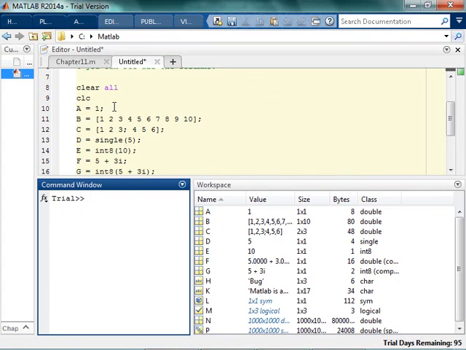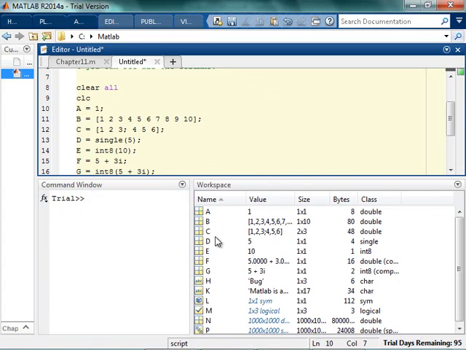So over here, you see the first thing I did is I just said a equals 1. And it's like, okay, cool, a equals 1. The value is 1. Its size is 1 by 1, and it's 8 bytes. It's a class of double. Now this is where knowledge needs to happen.